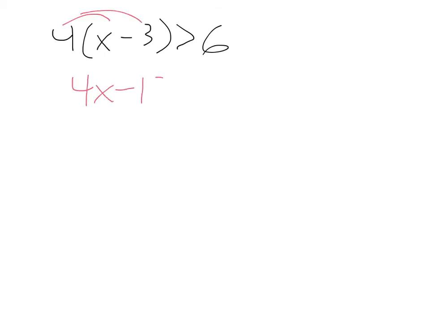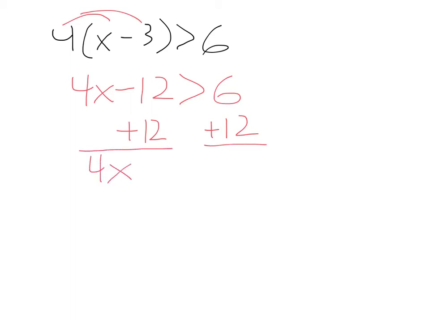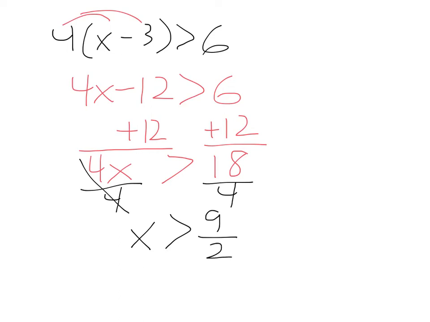Now, let's play around with some inequalities for a second. 4 times (x minus 3) is greater than 6. So here we have the 4 times (x minus 3), and again, wanting to get rid of the parentheses, we're going to distribute the 4, and I get 4x minus 12 is greater than 6. And again, we need to get that x by itself, so we're undoing the minus 12 by adding 12, so I get 4x is greater than 18. If I divide both sides by 4, I get x is greater than 9 halves. And I'm going to leave it in the fraction form because that's going to help me out later on.